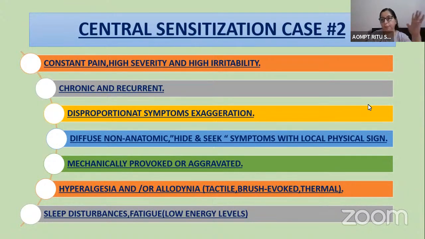Where in the cognitive affective, we have seen the lack of time, over expressiveness, they want attention, and the pain may be of high severity or high irritability. It can be chronic or recurrent, and it can be diffuse non-anatomic pain with hide and seek symptoms, that sometimes they are feeling more pain, sometimes less, sometimes their symptoms are on the high side, or they can be mechanically provoked or aggravated. And hyperalgesia versus allodynia, where non-noxious stimuli create the pain. So in this condition they are in hyper pain, and because of that they are having sleep disturbances. That type of symptoms we can see in central sensitization cases.